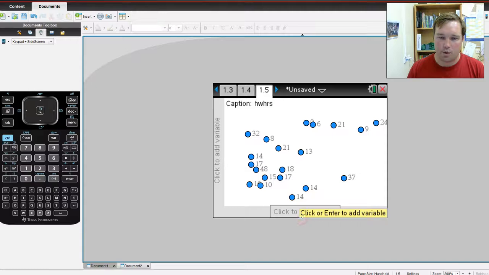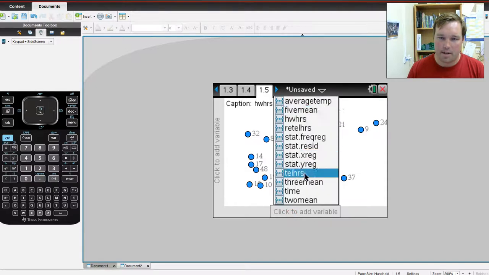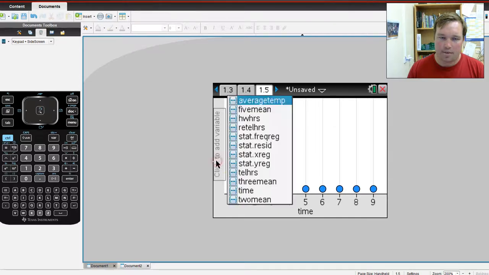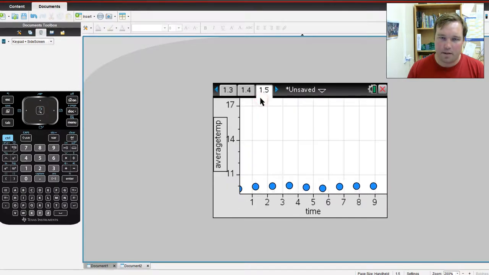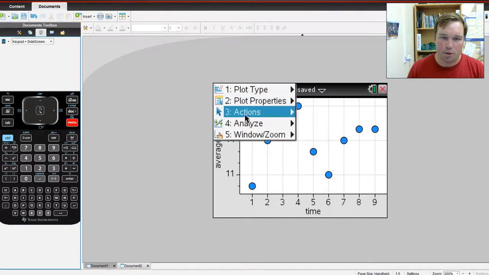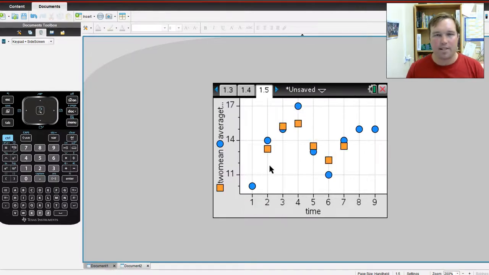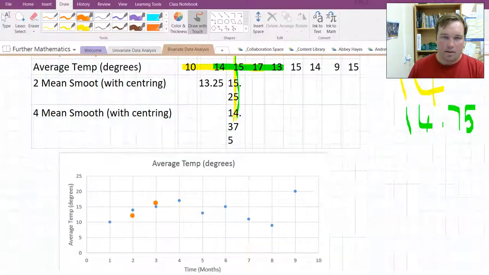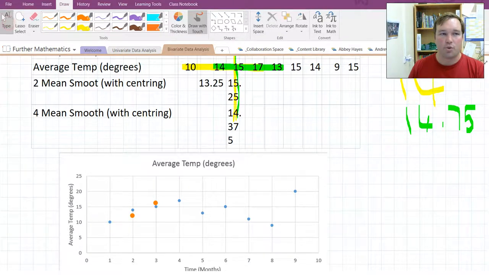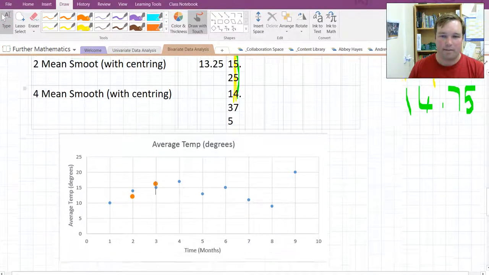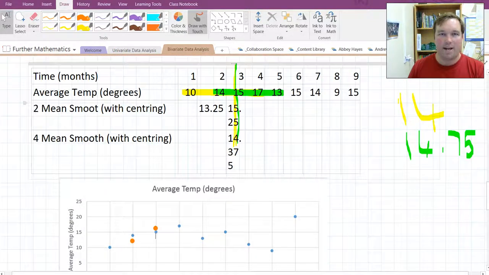Data and statistics, we want time down here. Average temp was our original data. Then if we go menu, plot properties, add a Y variable, we want to look at 2 mean smoothing. We can see that it's smoothed down. Perhaps not as much as 3 mean or 5 mean in the first video, but it's smoothed down. And you can use a similar formula approach to do it with your calculator with 4 mean. Alright, so they are the mean smoothings.